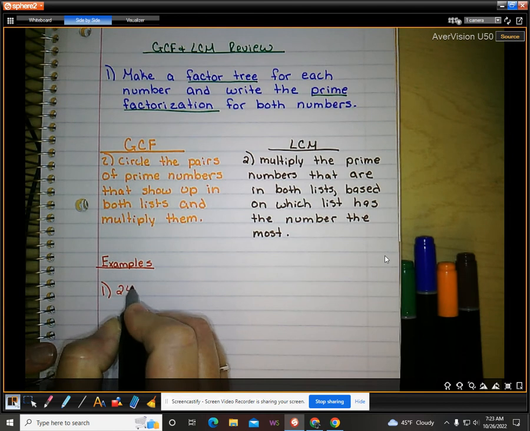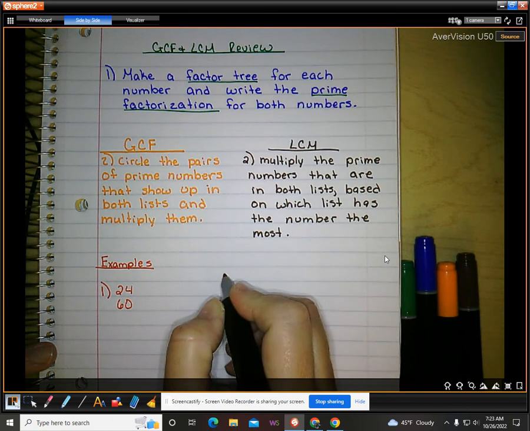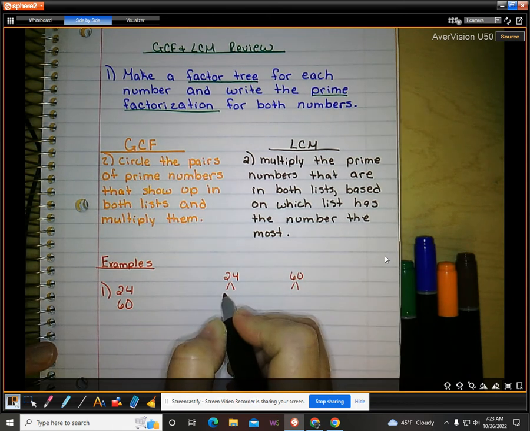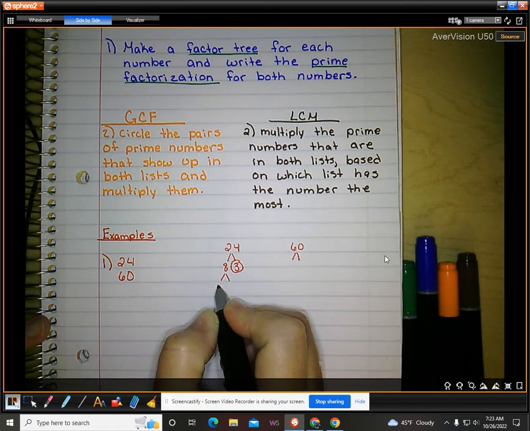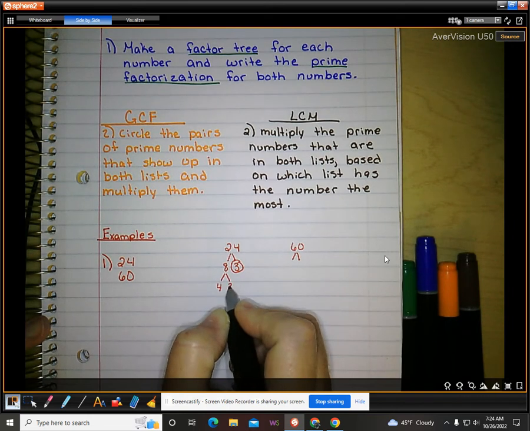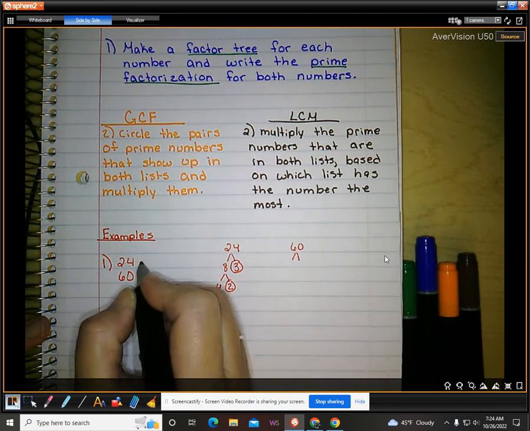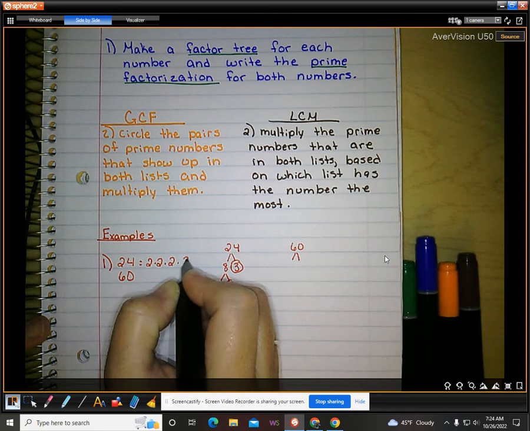I had the number 24 and 60. So the first thing you would do is find your prime factorization for 24 and 60 by making a factor tree. So you could do 8 and 3. 3 is prime. 4 and 2 is prime. And 2 and 2. So the prime factorization for 24 would be 2 times 2 times 2 times 3.